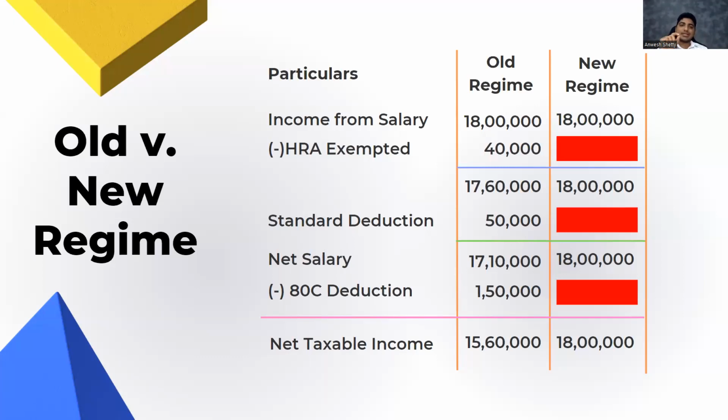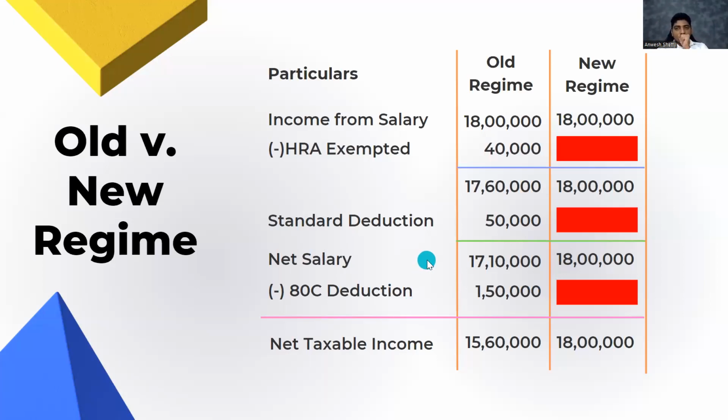So I want you to remember this section, because on the website you have to choose whether you're opting for the old regime or the new regime. They will simply ask whether you want to opt for section 115BAC. So 115BAC is the new regime. How this computation will differ, I'll show you with the help of an illustration.